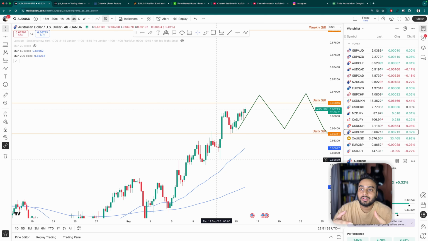So you might enter trades that would end up being a doji, right? Instead of an engulfing candle. So understand that 30 minute is not that safe. 1 hour is much better.